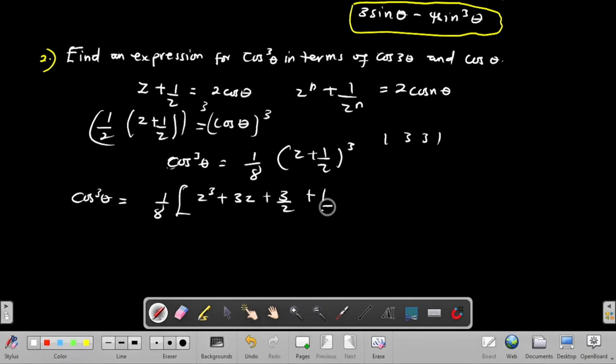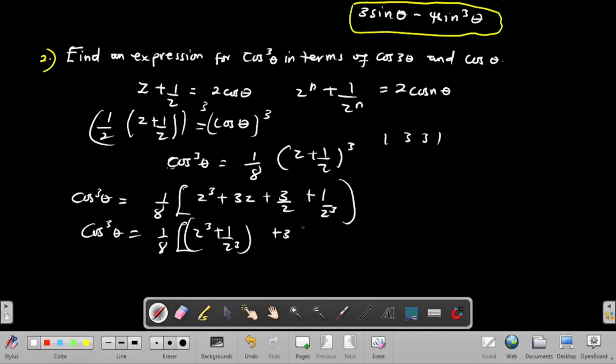Over z cube, like this, nicely. Here's the second step. Now the third step. So cos cube theta is 1 over 8 still. Here I'll group my like powers. So z cube plus 1 over z cube. They are like powers. Plus here too.